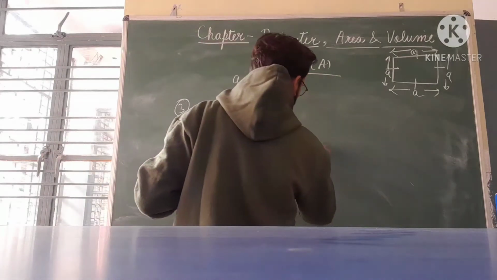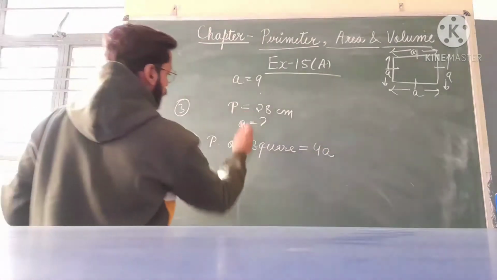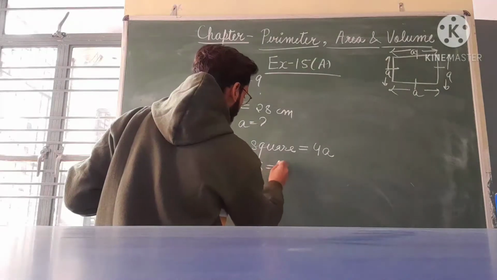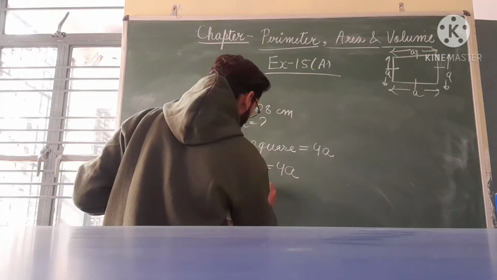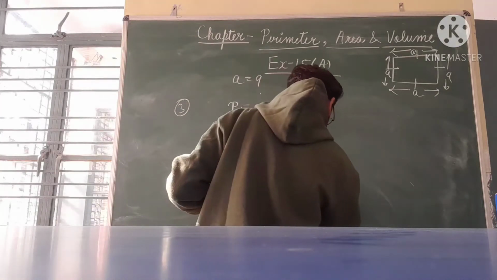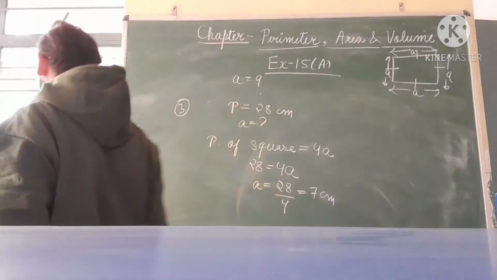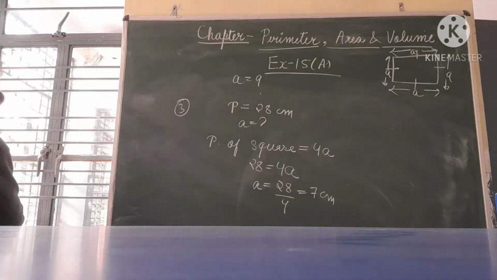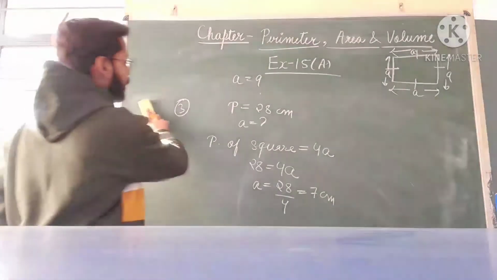Perimeter of the square is equal to 4a, where the perimeter is 28, so we get 4 into a. We have to find a. a is equal to 28 upon 4, so we get a is equal to 7 centimeters. That is, the square whose perimeter is 28 centimeters will have a side of 7 centimeters each.